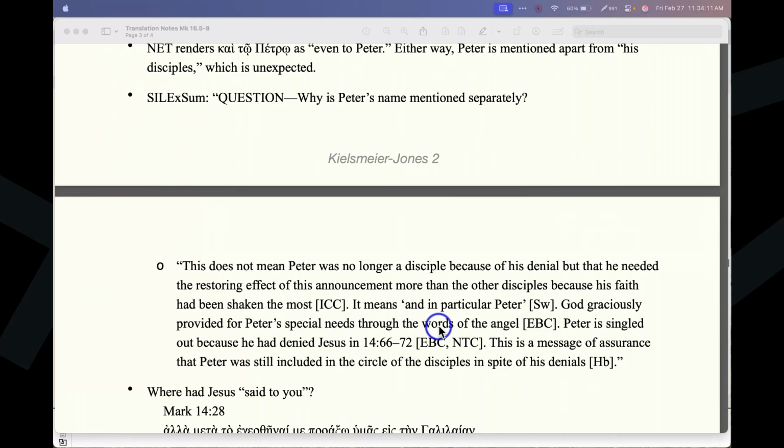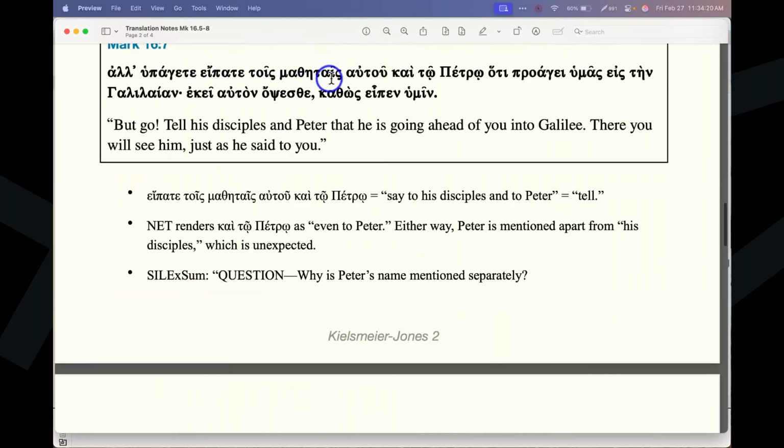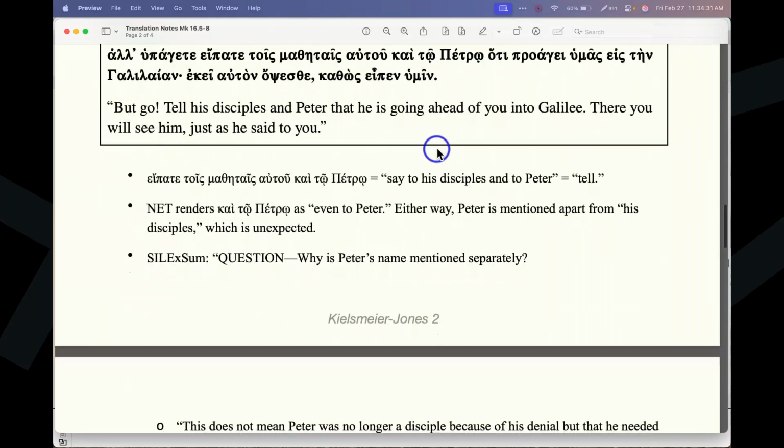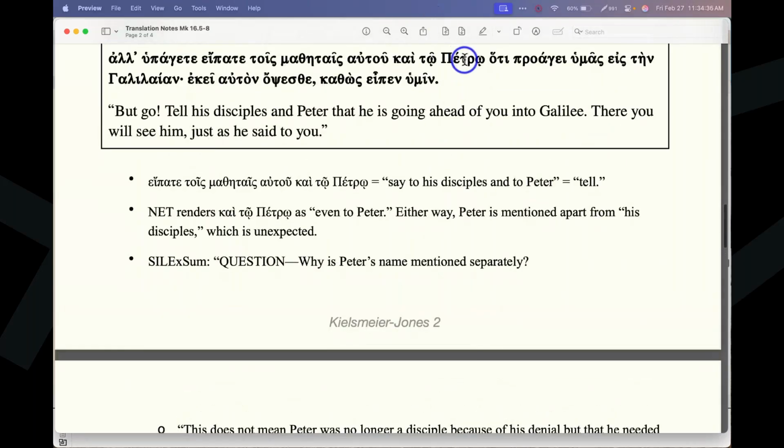This is a message of assurance that Peter was still included in the circle of the disciples in spite of his denials. So once again, as is so often the case, we have something that's fairly easy to translate from Greek into English. Tois mathetais autou kai to Petro. That means "to his disciples and to Peter," or the kai could mean "even." Other than that, fairly straightforward. Interpretation is maybe a little bit more challenging, and we might just take some time. This would be a great time, I think, to go back. We won't do it now, but just to revisit Peter and what has led up to this for him.